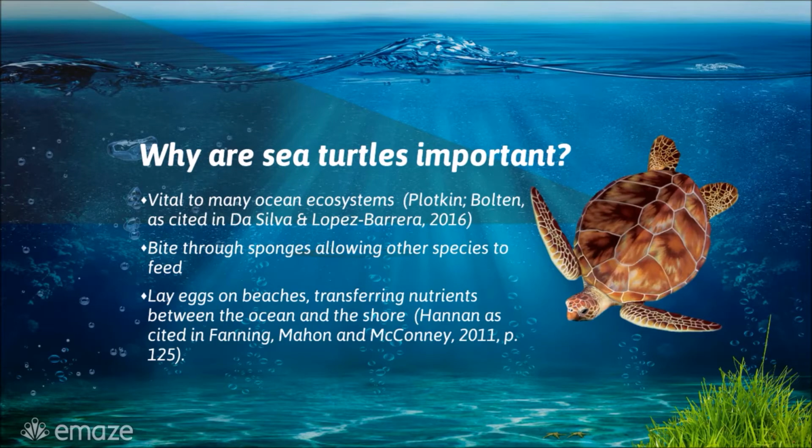Sea turtles occupy a number of different ecosystems, including rocky shores, mangroves, coral reefs, seagrasses, and offshore environments. Turtles play an important role in each of these ecosystems. For example, turtles have the ability to bite through the exoskeleton of sponges, which allows smaller spongivorous species to feed. Sea turtles also lay their eggs on beaches and therefore transfer nutrients between the ocean and the shore. As sea turtles are an important part of many ecosystems, their survival is paramount to the sustainability of the ocean and in turn the Earth.